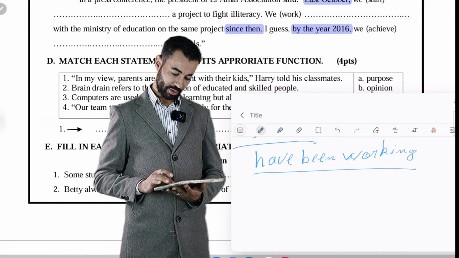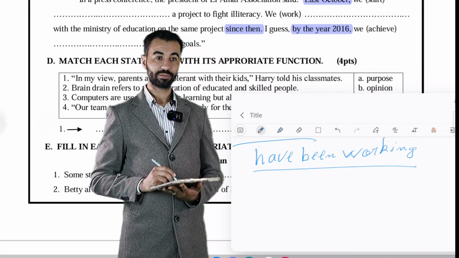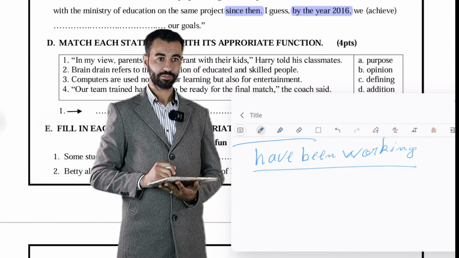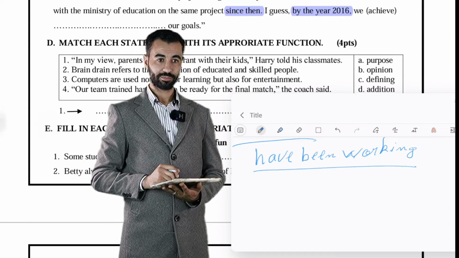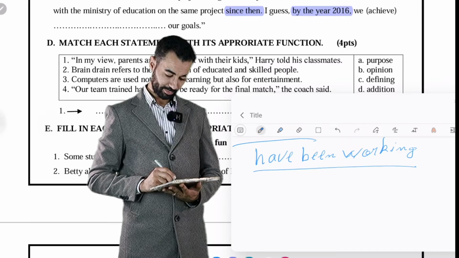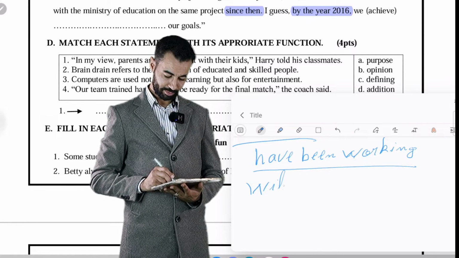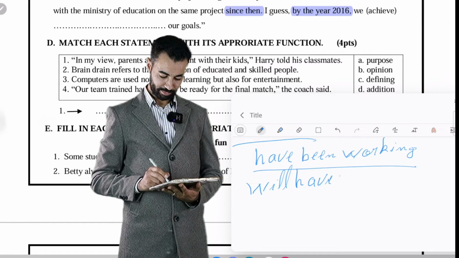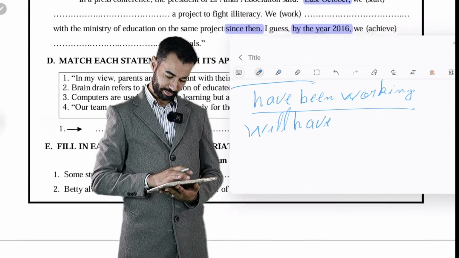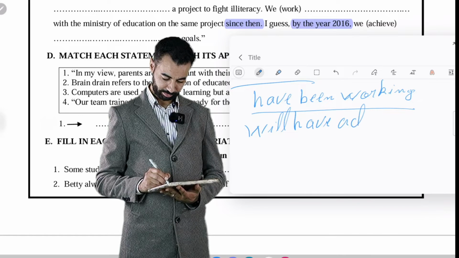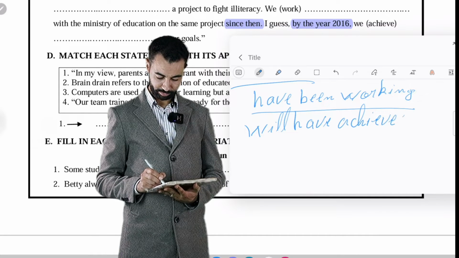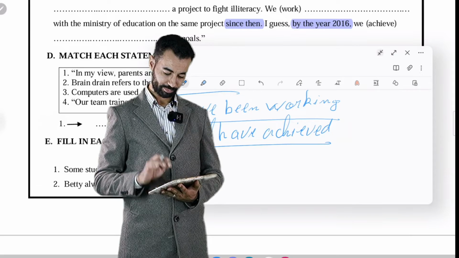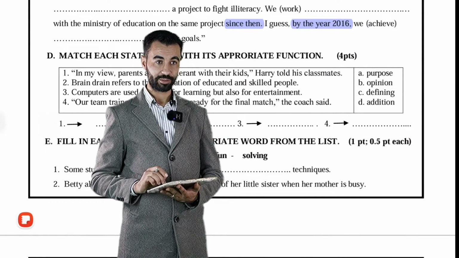By the year 2016, we achieve our goals. Here you are, so that you can see it clearly. It's here. We, you're right, will have achieved our goals. I think that's so far clear. All right.